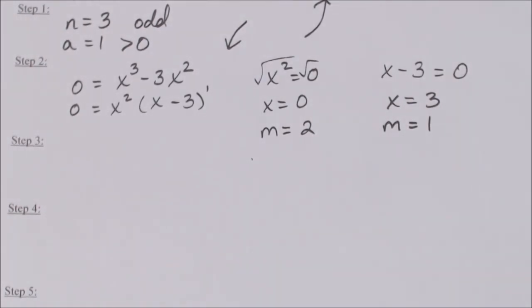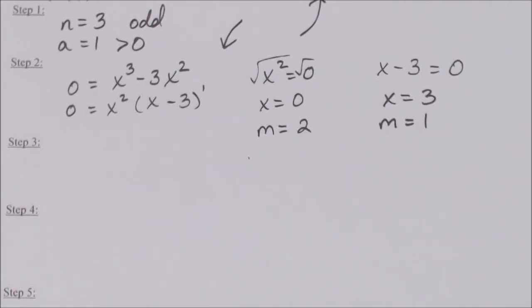And notice what the multiplicities add up to. 2 plus 1, of course, is 3, and that was our degree. So that's a little check that you did that right.